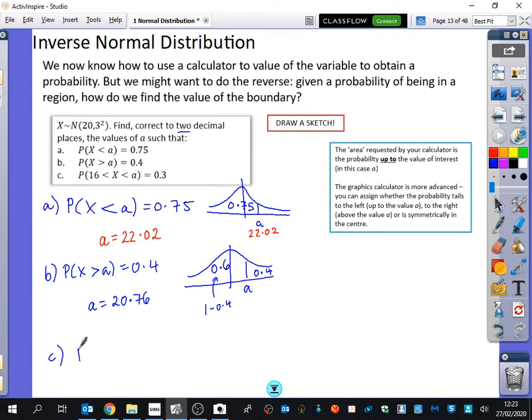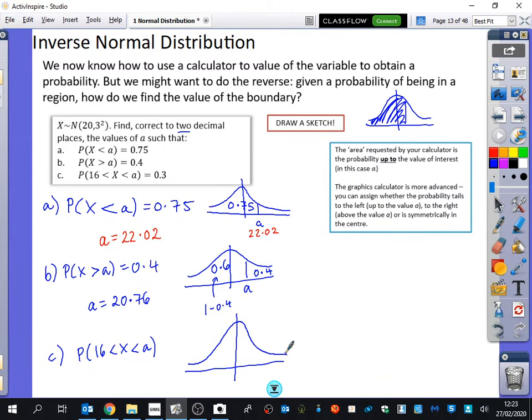Part C, it says, what is the probability that x is between 16 and A? Now this is a problem because the calculator only knows how to do things that look like this, okay? This is the only thing that a calculator knows how to do. It doesn't know how to do it when the diagram has got something else going on. So I'm going to have to draw a diagram. And I want it to be between 16, well the middle bit is 20, isn't it? I should have put that on. 16 is over here, and A is somewhere over here. And I want that to be 0.3. So this is the thing that I want to be 0.3.